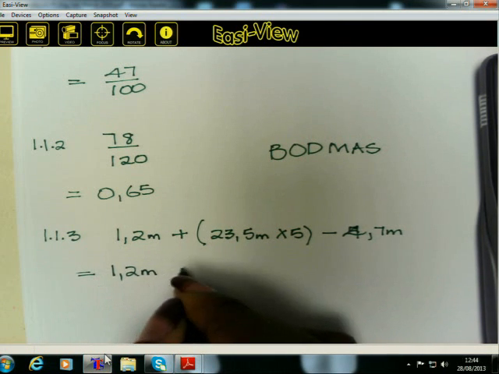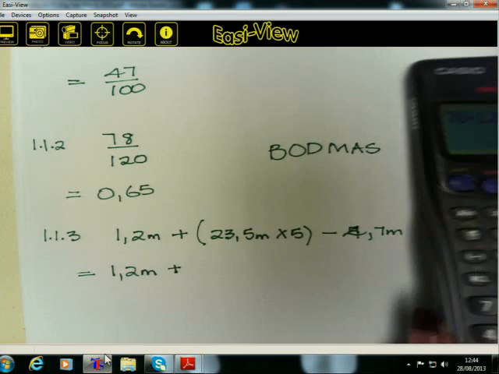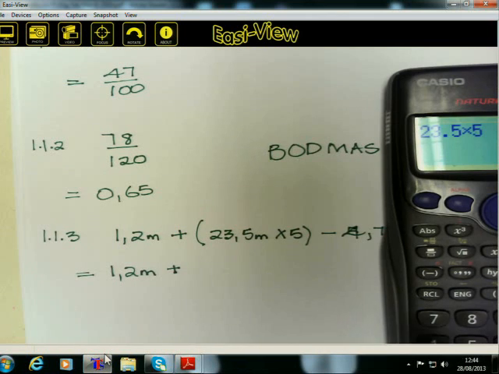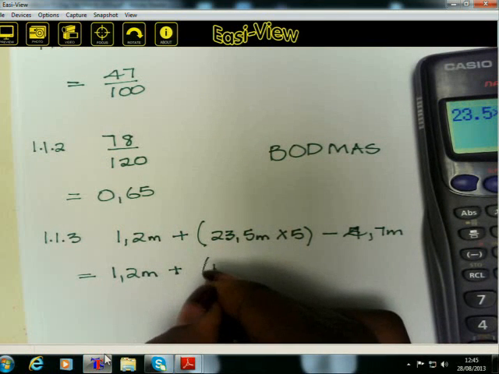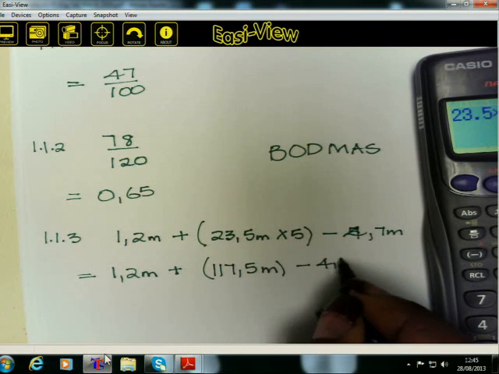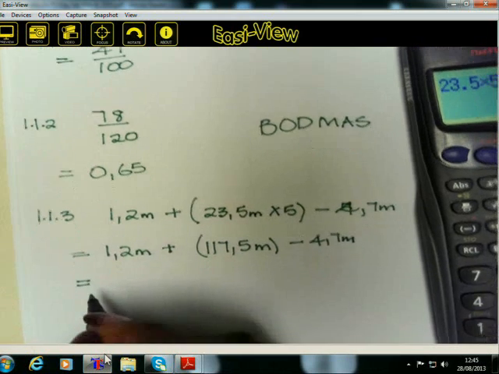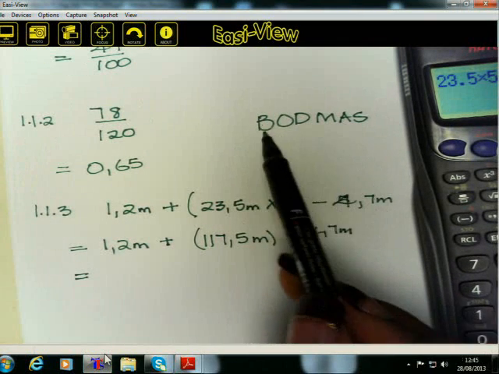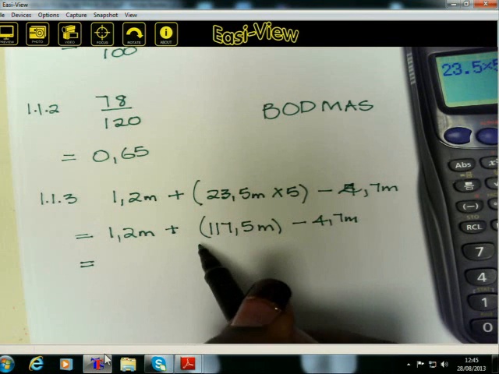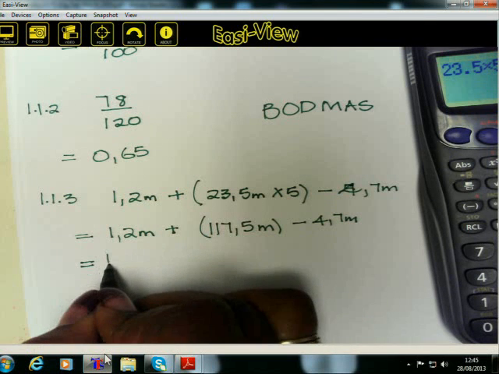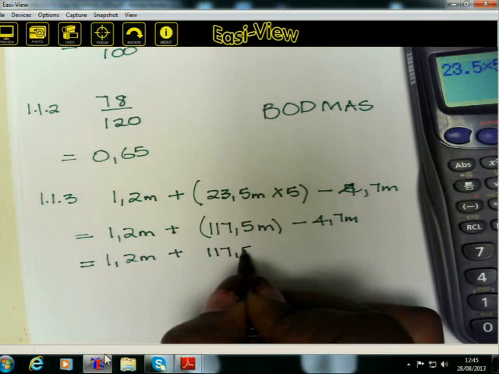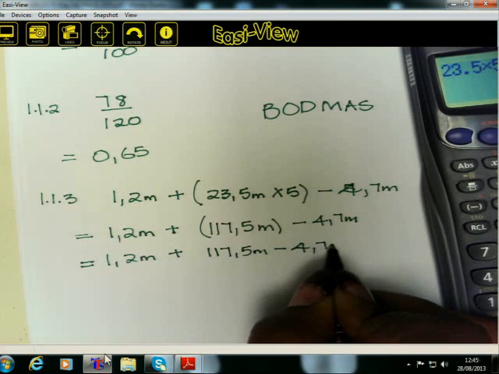We can bring down the 1,2 meters as it is, and then inside the brackets we have 23,5 multiplied by 5, and it gives us 117,5 meters. Remember units? I said earlier on, your units are very important. And then the next thing is, now we can follow the BODMAS rule. If we remove the brackets, we can see that next to this bracket we have a plus sign. So it is not a multiplication sign, we are not going to multiply. In other words, we can actually bring down 1,2 meters plus 117,5 meters minus the 4,7 meters.